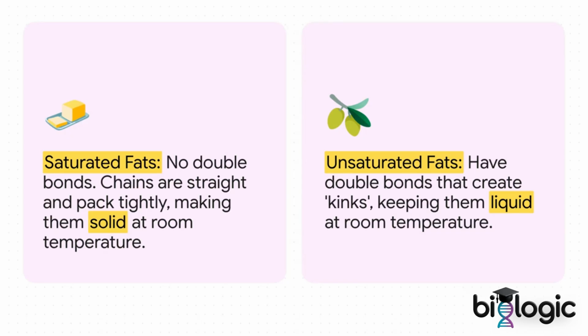You ever wonder what the real difference is between a stick of butter and a bottle of olive oil? It's all about molecular shape. Saturated fats, like butter, have these nice, straight chains that can pack together really tightly, which is why they're solid. But if you throw in a few double bonds, you get unsaturated fats. Those double bonds create little kinks in the chains, so they can't pack together as neatly. And that's why they stay liquid, like olive oil.